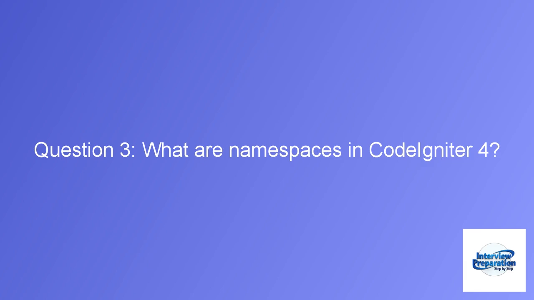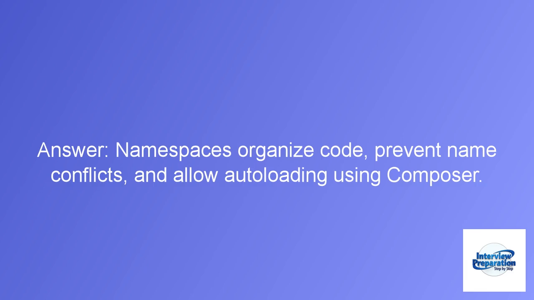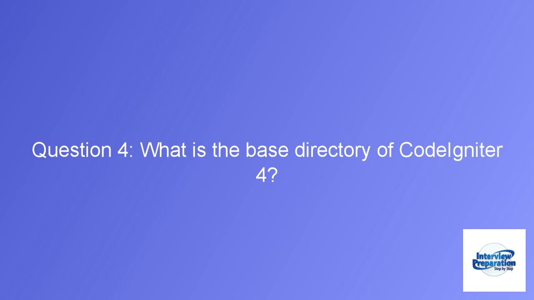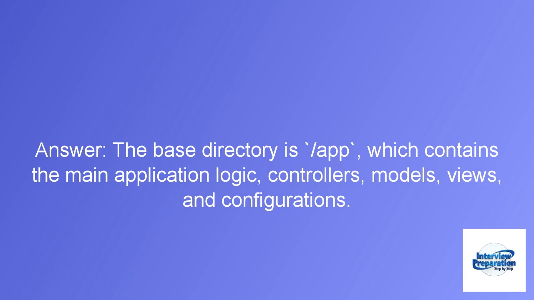Question 3. What are namespaces in CodeIgniter 4? Answer. Namespaces organize code, prevent name conflicts, and allow auto-loading using Composer. Question 4. What is the base directory of CodeIgniter 4? Answer. The base directory is /app, which contains the main application logic, controllers, models, views, and configurations.